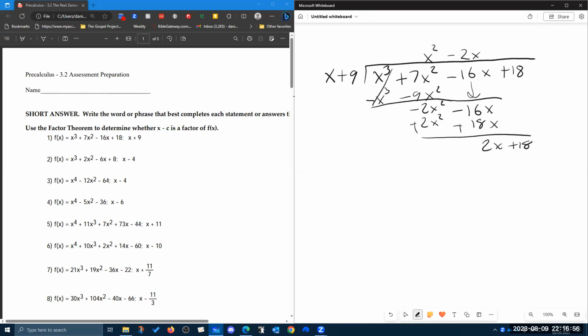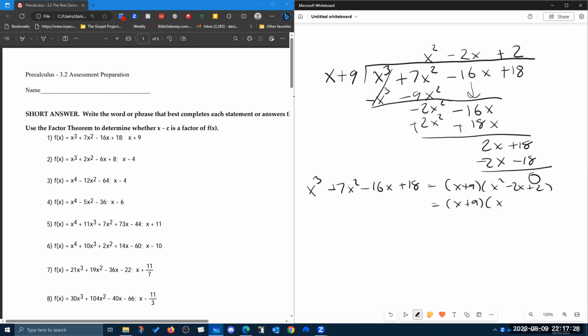2x divided by x is going to be a positive 2. Change my signs and add, and I get a remainder of 0, which means that x cubed plus 7x squared minus 16x plus 18 is going to be equal to x plus 9 times x squared minus 2x plus 2. Could I factor that last part again? No, I cannot, excuse me. I thought that was plus 1. So we're done factoring that for right now.